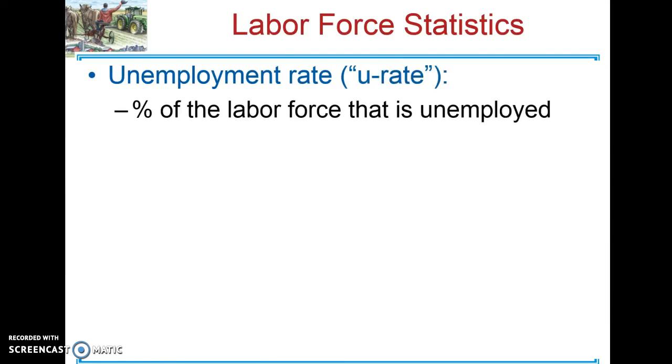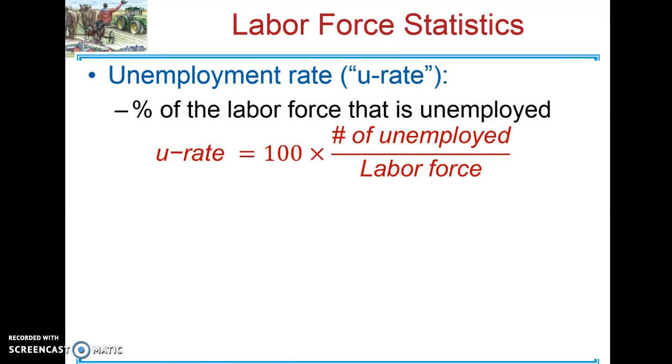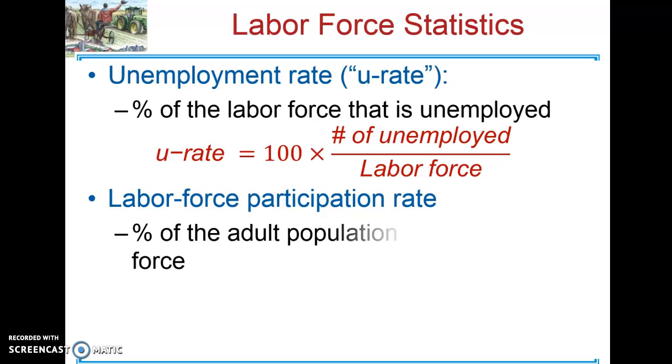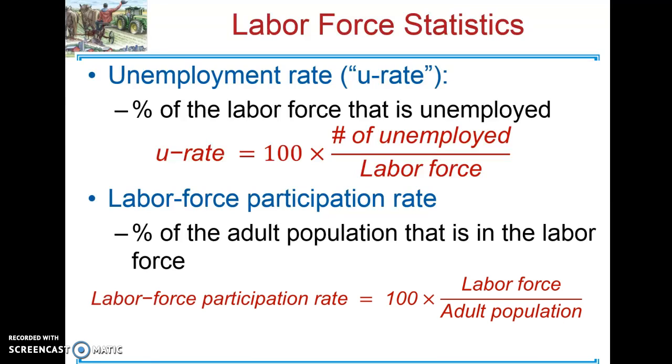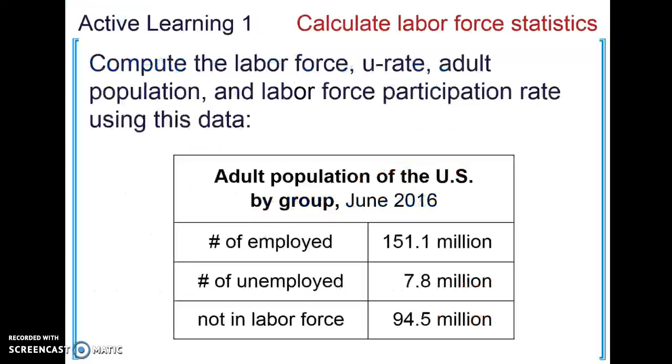The unemployment rate is the percentage of the labor force that is unemployed. So that's calculated as the number of unemployed people divided by the labor force times 100. The labor force participation rate is the percentage of the adult population that is in the labor force. And that is calculated by taking the labor force and dividing it by the adult population and multiplying by 100.